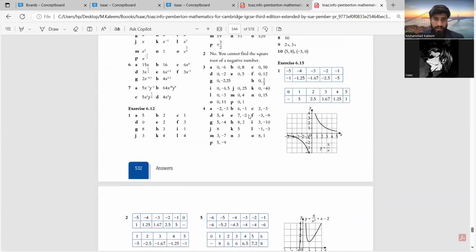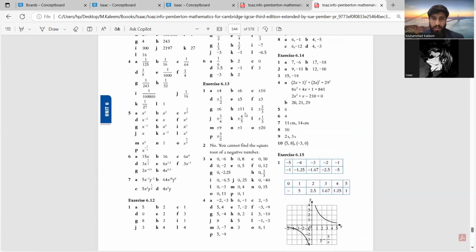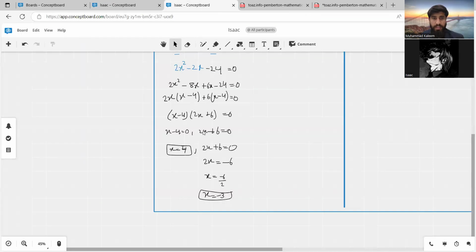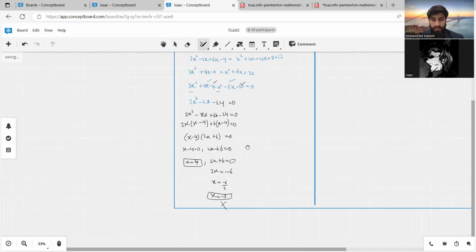Question number 6, right? 6.14. Here we have the answer, which is 4. Why will we not consider negative 3? Because it's a length of a rectangle, so it's not possible.